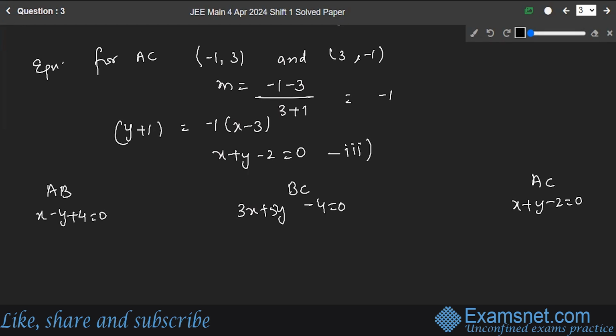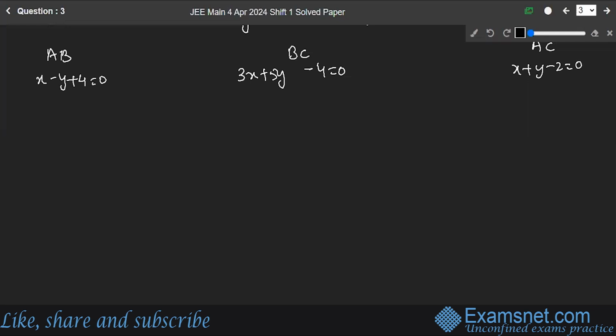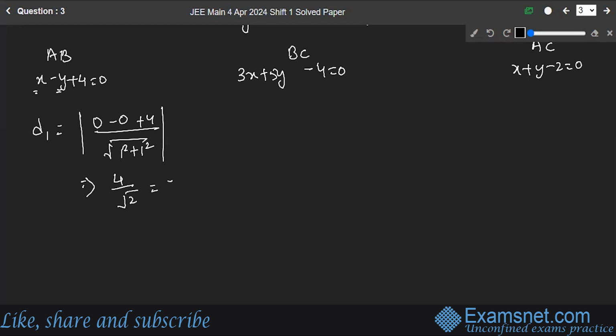Now, let's find out the perpendicular distances of all these three lines from the origin. So this distance, let's say this is D1, will be given by modulus of 0 into 1, that is 0, minus 0 into 1, that is 0, plus 4, divided by root of 1 square plus 1 square, which is equal to 4 upon root 2, which is equal to 2 root 2.